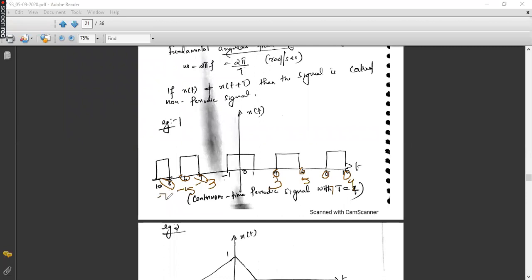Same shape you retain and just you have to change the x-axis alone. Kindly draw this example of a continuous time signal and let me know why this is a continuous time periodic signal. Please note the error and draw carefully on your notebook. Once you draw, please let me know.